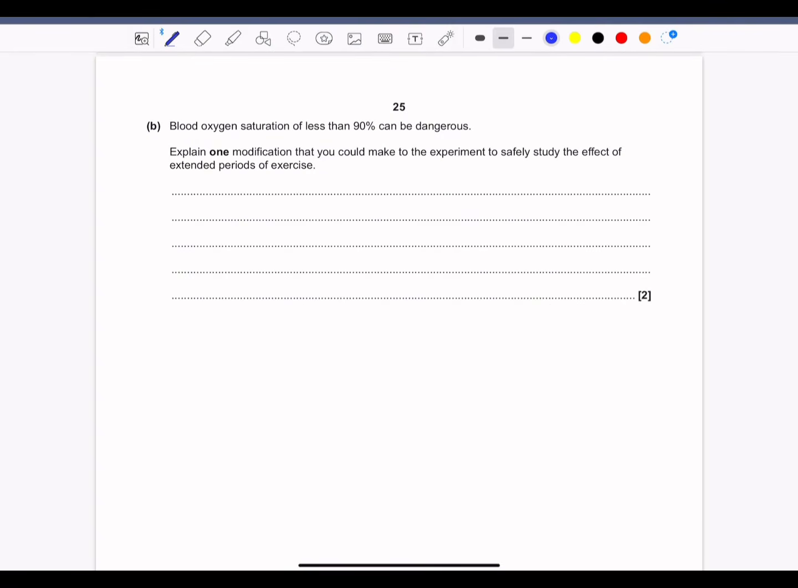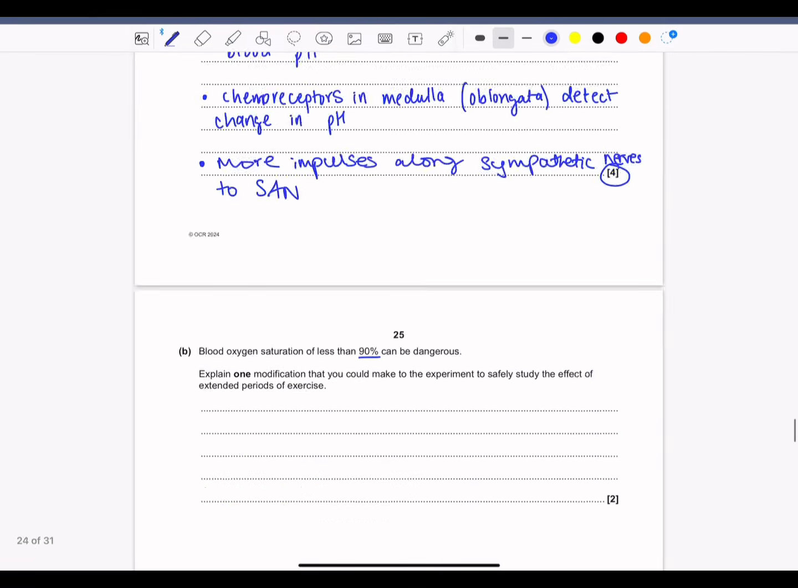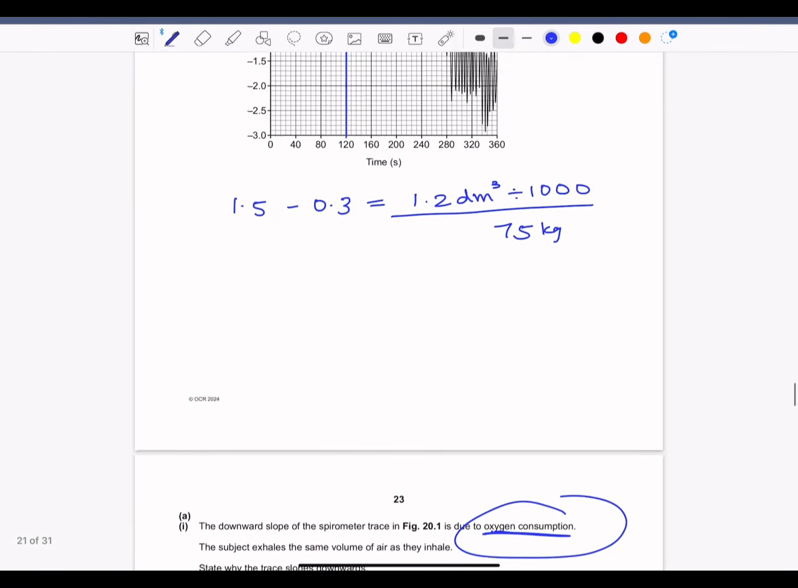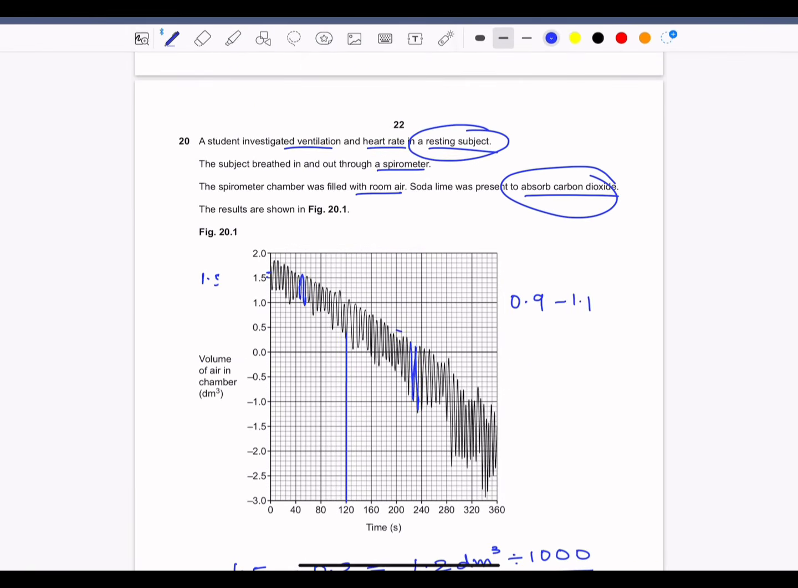The next question is: blood oxygen saturation less than 90% can be dangerous. Explain one modification you could make to the experiment to safely study the effect of extended periods of exercise. So if I remember correctly, in the experiment they had done, the spirometer chamber was filled with room air, and the subject keeps breathing in and out this air in the chamber. So the air is not changed, that air in the chamber remains constant.